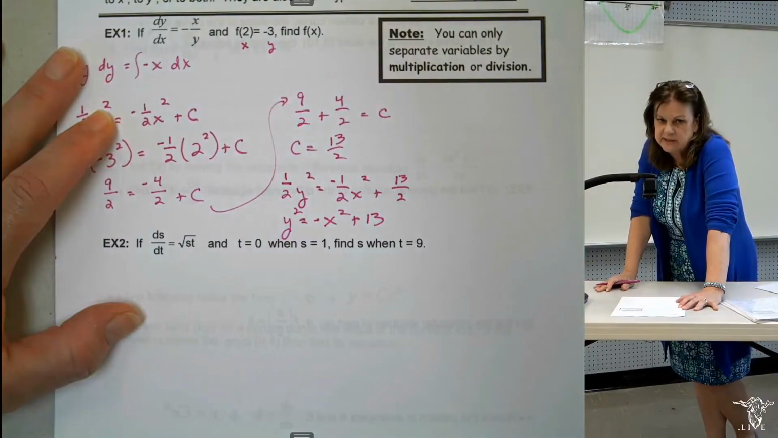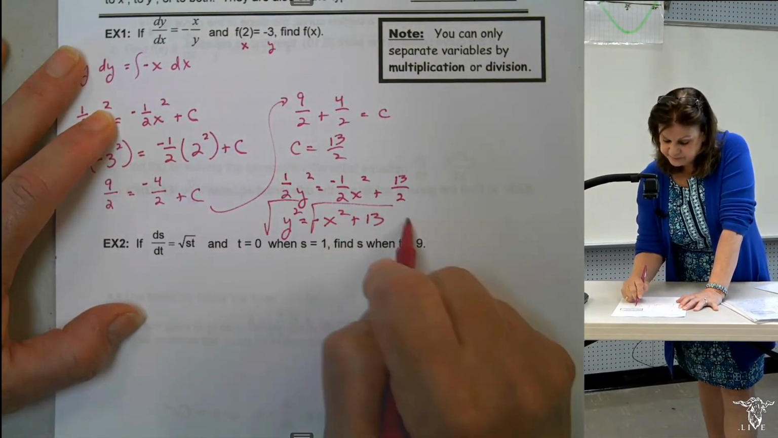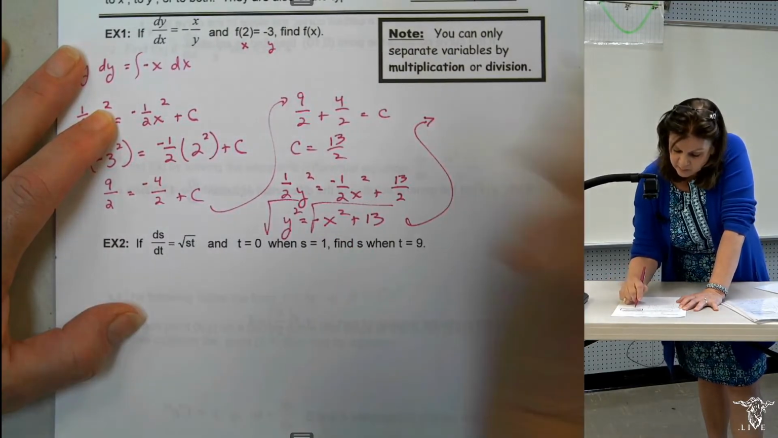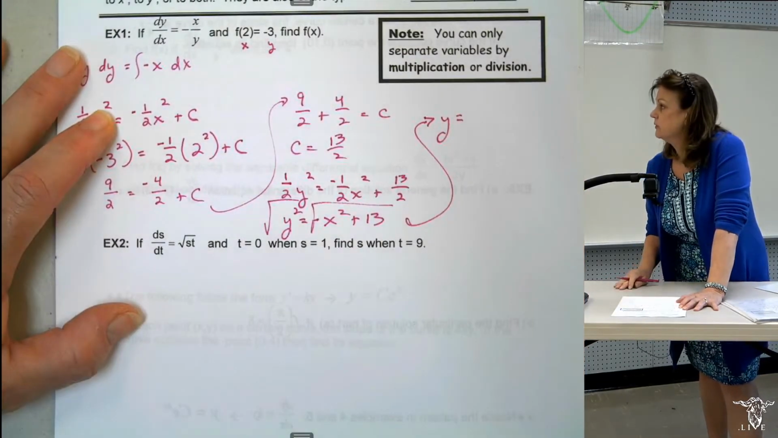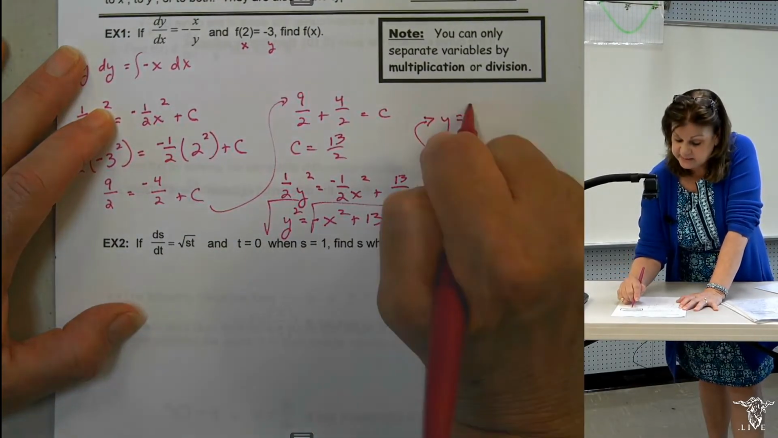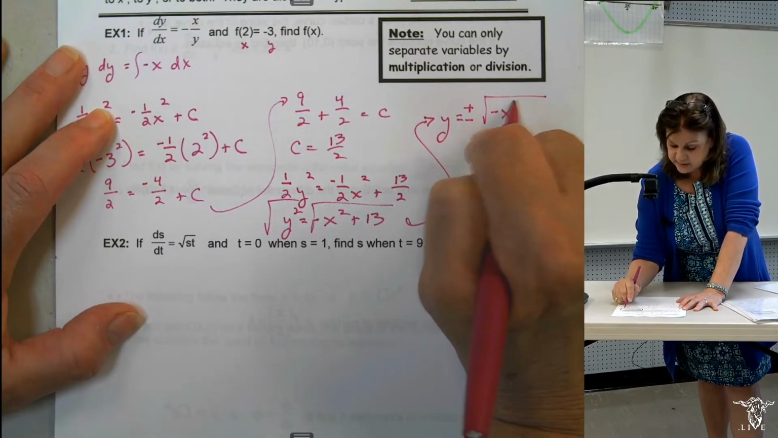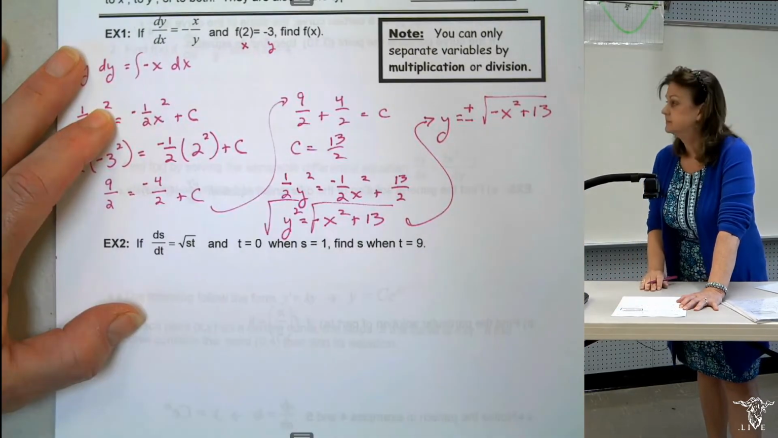Sometimes it works out very clean like that, sometimes it does not. We're going to take the square root of both sides. And we're going to have y is, and remember the square root of 25 is 5 and negative 5. You're going to have plus or minus the square root of negative x squared plus 13.